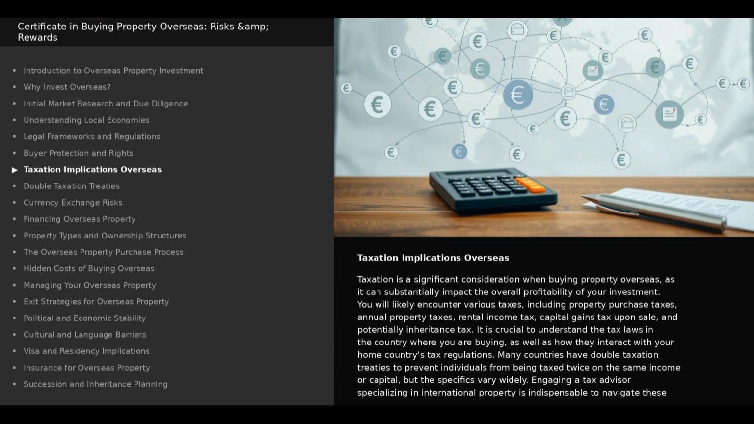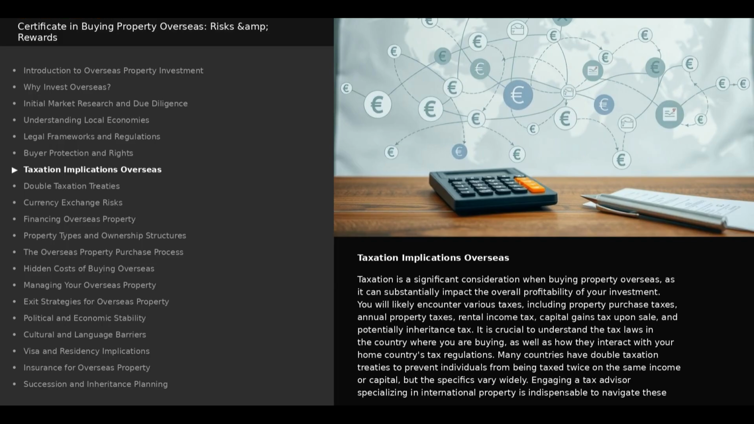Taxation is a significant consideration when buying property overseas, as it can substantially impact the overall profitability of your investment. You will likely encounter various taxes, including property purchase taxes, annual property taxes, rental income tax, capital gains tax upon sale, and potentially inheritance tax. It is crucial to understand the tax laws in the country where you are buying, as well as how they interact with your home country's tax regulations.